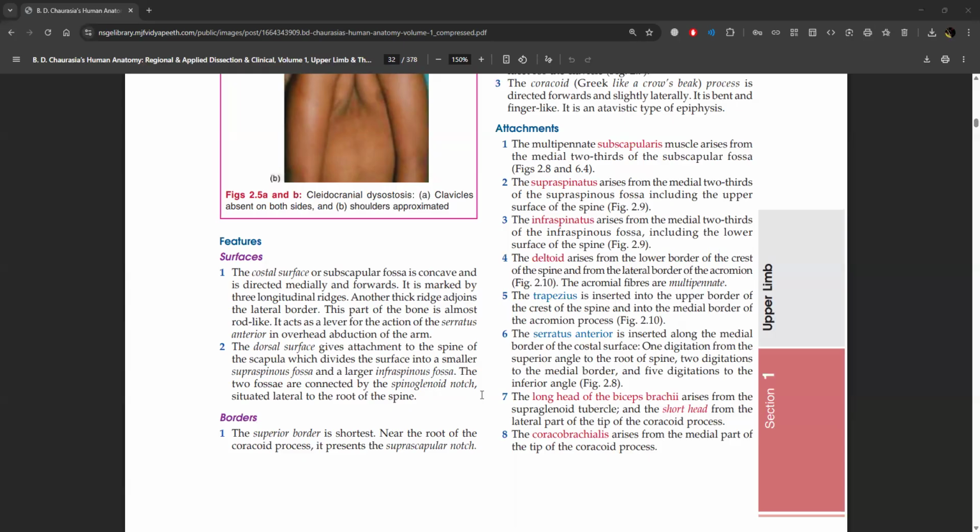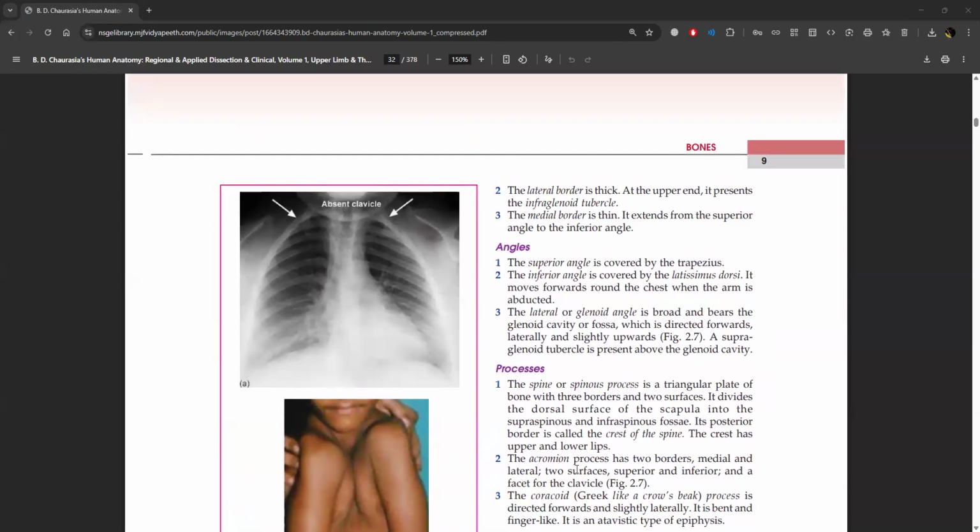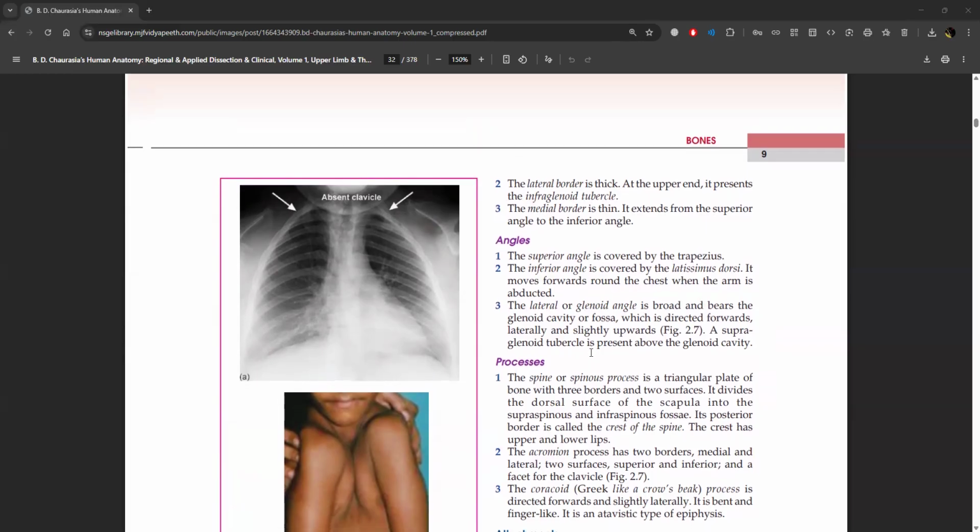Borders. Number one, the superior border is shortest. Near the root of the coracoid process, it presents the suprascapular notch. Number two, the lateral border is thick. At the upper end, it presents the infraglenoid tubercle. Number three, the medial border is thin. It extends from the superior angle to the inferior angle.